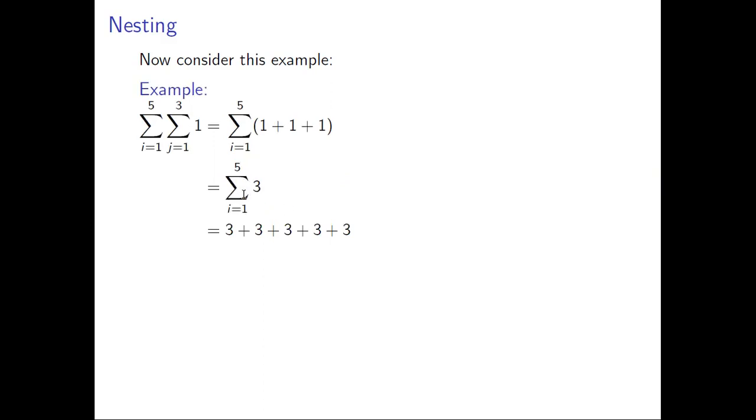Now we just have to do the outer sum. So this is the sum from I equals 1 through 5. In other words, 5 times I want to add up 3. So 3 plus 3 plus 3 plus 3 plus 3, which is 15.